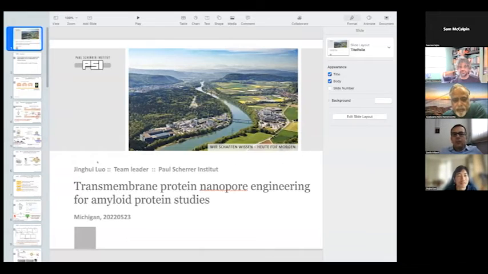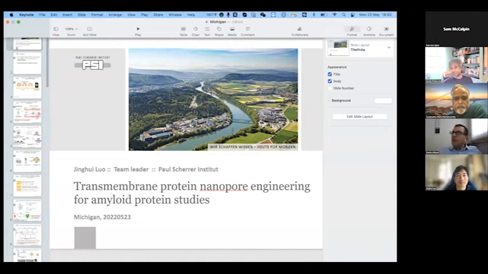Yes. Okay, our next speaker is Dr. Jinghui Luo. Jinghui received a bachelor's degree in engineering from Zhejiang University in China, a master's in applied biotechnology from Uppsala University, Sweden, and a PhD in biophysics from Leiden University. After completing postdoctoral research in Hagen Bayley's lab at Oxford University, he joined the Paul Scherrer Institute in 2017. His main research focus is on amyloid aggregation, and today he is going to talk to us about transmembrane protein nanopore engineering for amyloid protein studies.